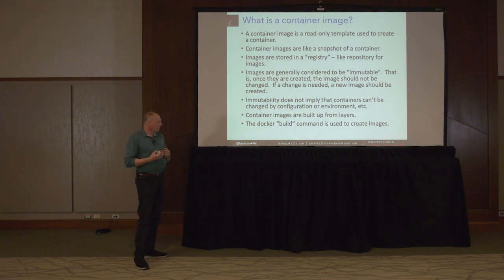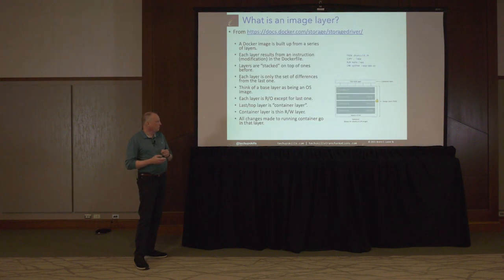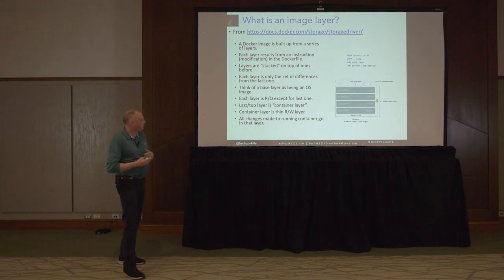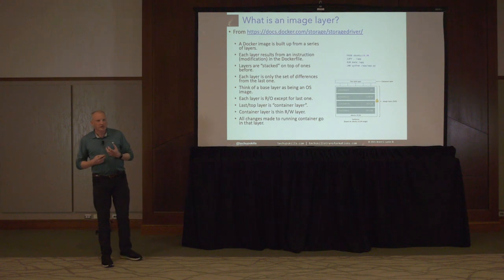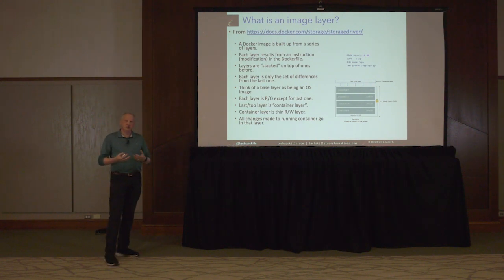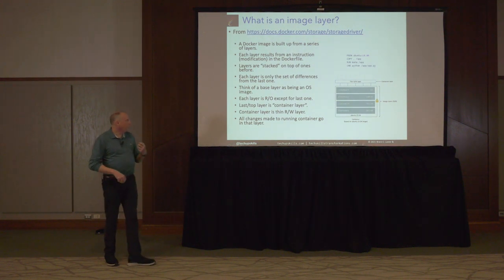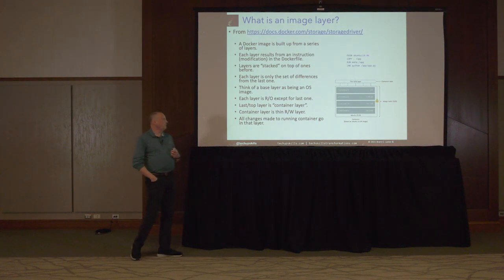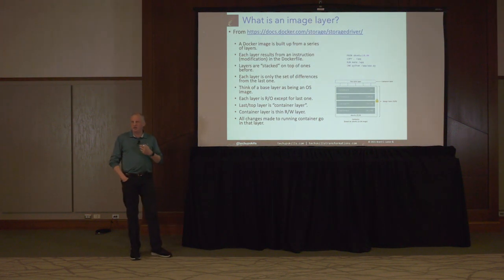Container images are built up from layers, and the Docker build command is used to create images. So let's get into some pictures here. I like pictures. On this one, we're talking about what is an image layer. Containers come from images, or rather are running instances of images. Images are built up of layers. When we talk about a Docker image, each layer basically results from an instruction in what we call the Dockerfile. We're talking about Docker here.